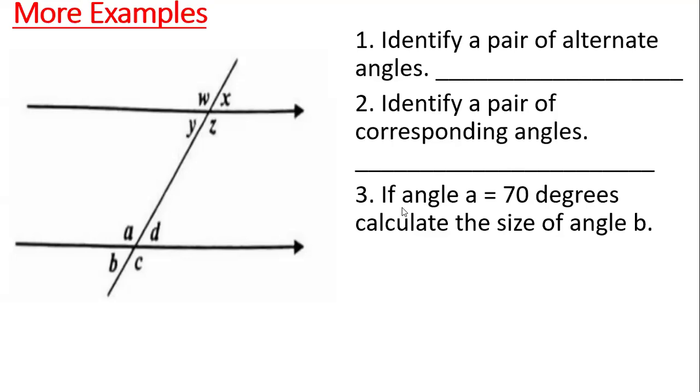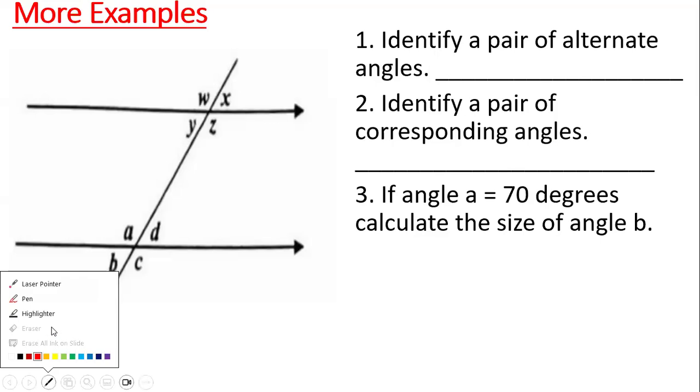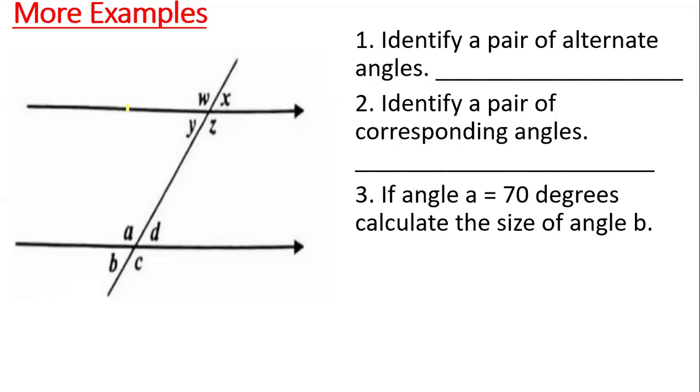Okay, so let's go ahead. We want to identify all of the alternate angles. Can y'all give me a pair of alternate angles? Y and D. Y and D, yes, sir. Okay, good. So what shape do alternate angles form? A Z shape.